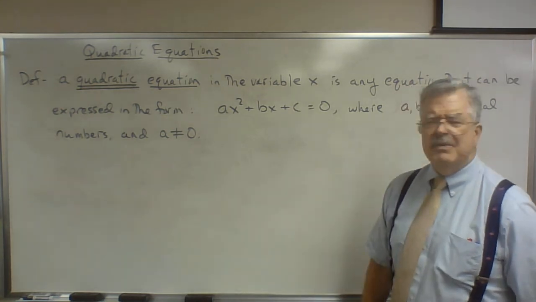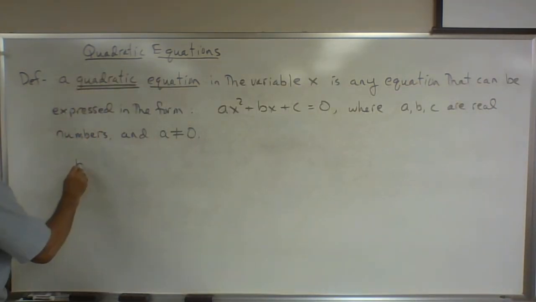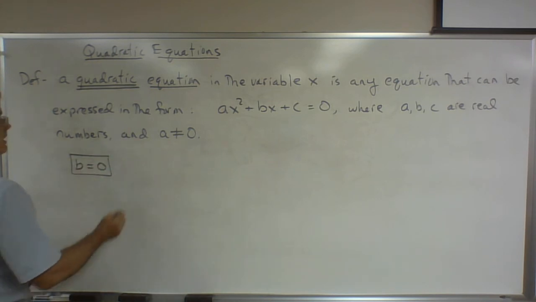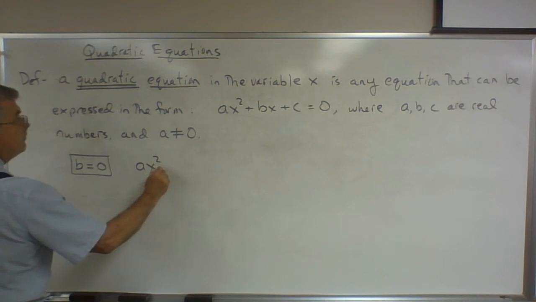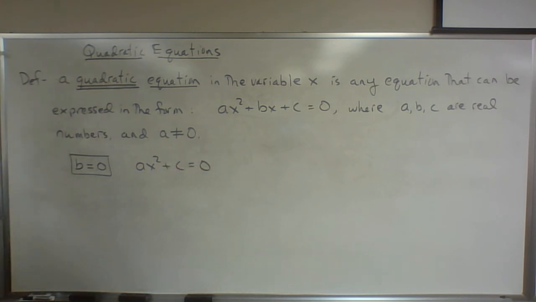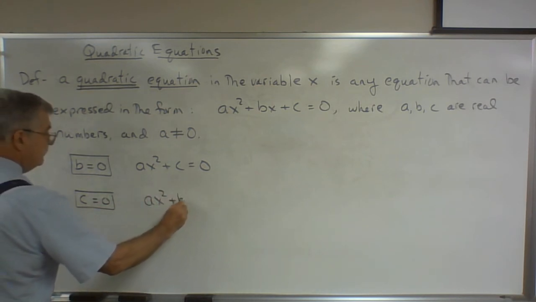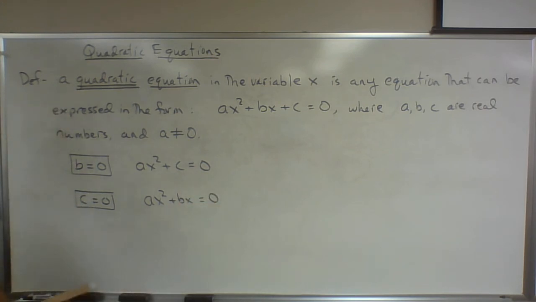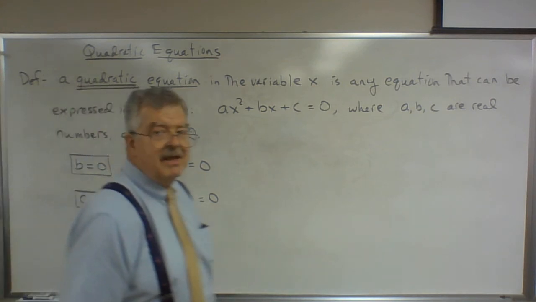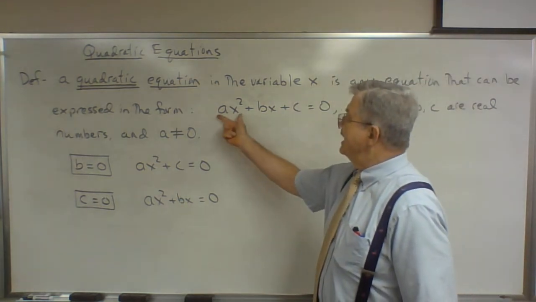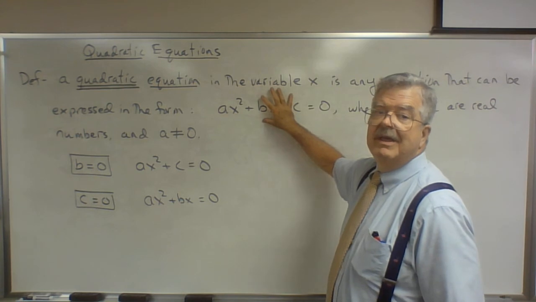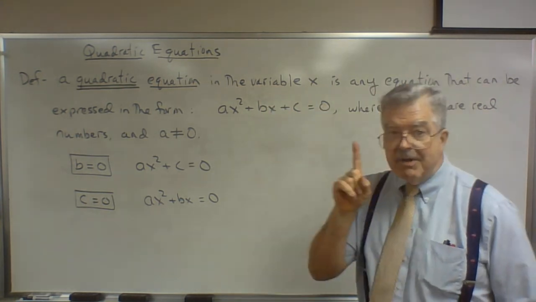Well, let's just see what happens. If b is equal to 0, then this is what we get: ax squared plus c equals 0. If c equals 0, then this is what we get. Could both b and c be equal to 0? Yeah, they could. In that case, we'd get ax squared equals 0, and that would mean that x is 0. Not very interesting, but it could happen.